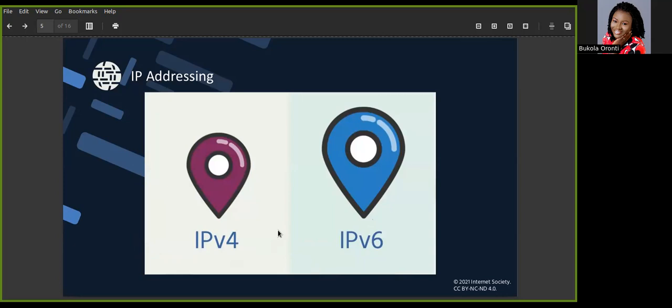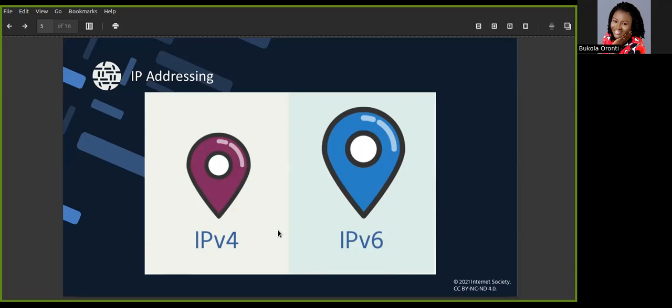Now, generally considering the two, an IP address is a numerical label that is assigned to each device participating in a computer network that uses IP for communication. So an IP address serves two major functions. The first one is host or network interface identification, and the second major function of IP addresses is location addressing. Now let's look at IPv4.